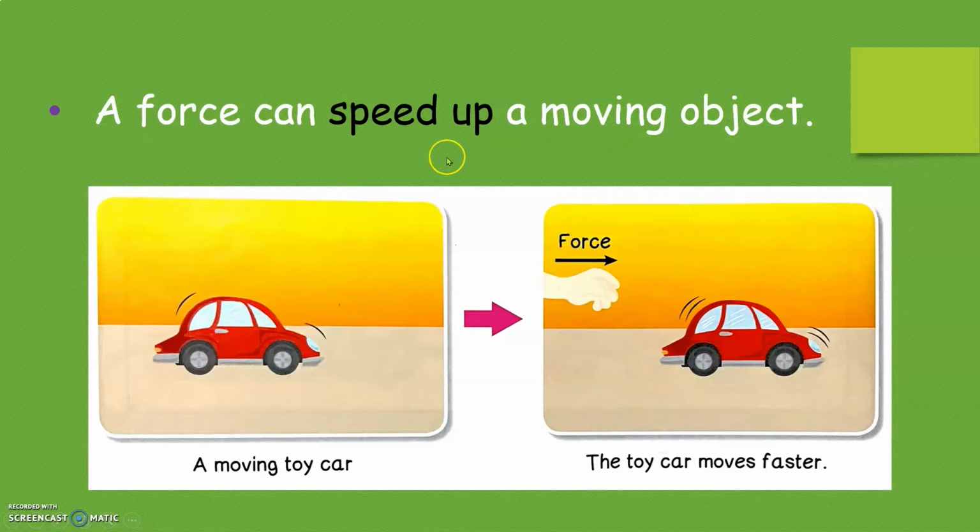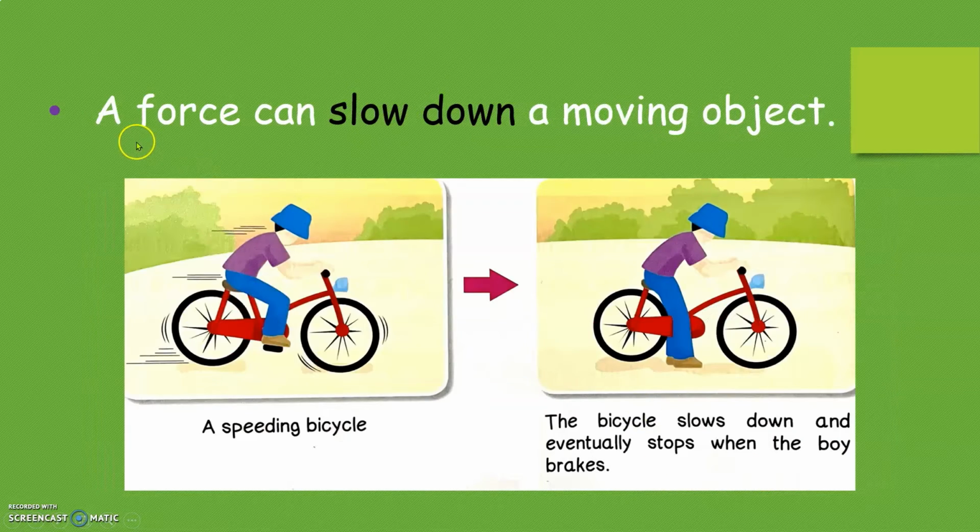A force can speed up a moving object. A moving toy car, when you apply force, the toy car moves faster. A force can slow down a moving object. A speeding bicycle. The bicycle slows down and eventually stops when the boy brakes.